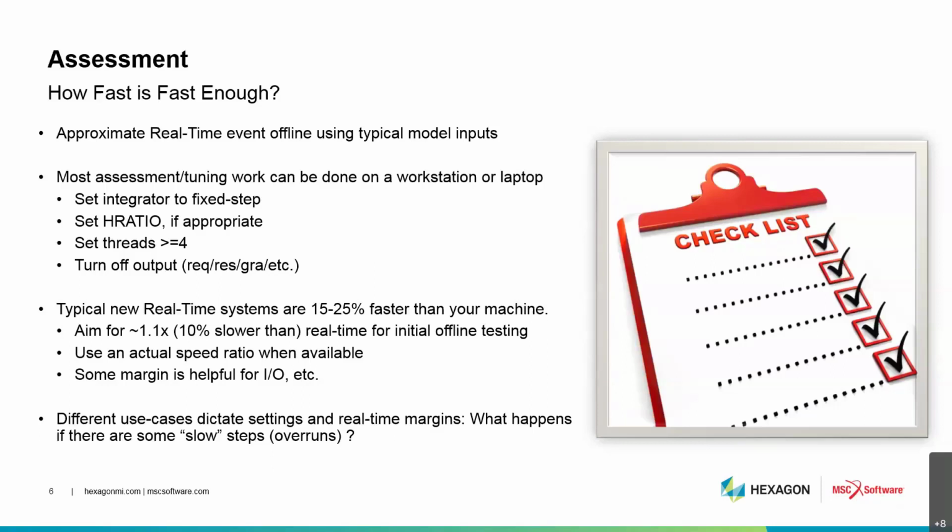Typically, your desktops are going to be slower than your actual hardware-in-the-loop machine, and that's typically 15 to 25% different. So when you're testing on your own, you can be, say, 10% slower than real time on your machine and still 5 to 10% faster than real time once you get onto the real-time box. And once you actually start going back and forth between your model and the real-time box, then you'll know a real speed ratio that you can work with.